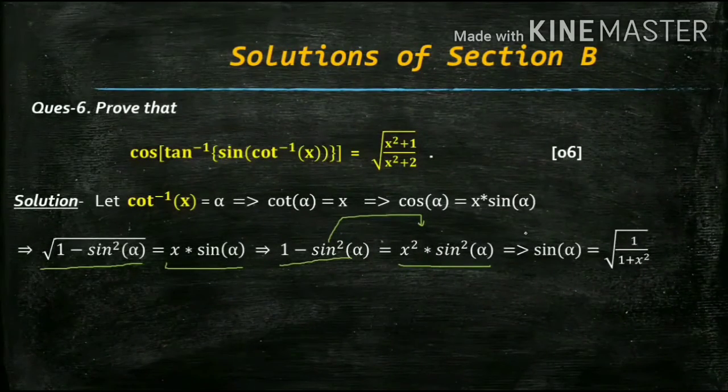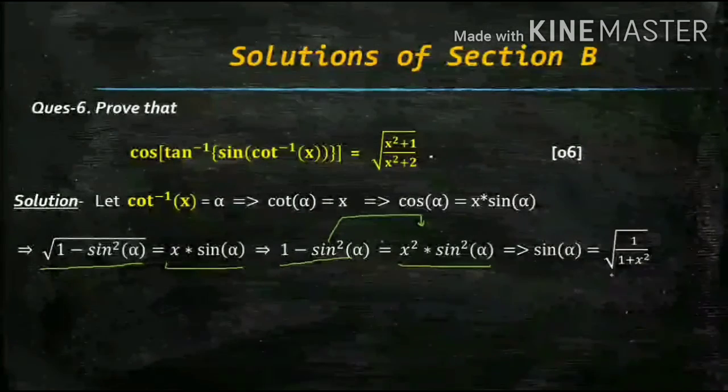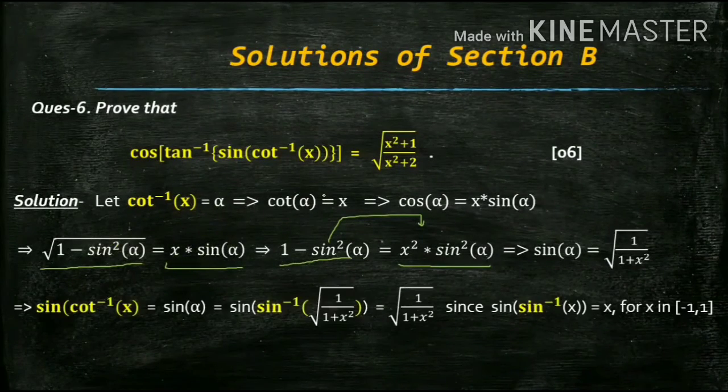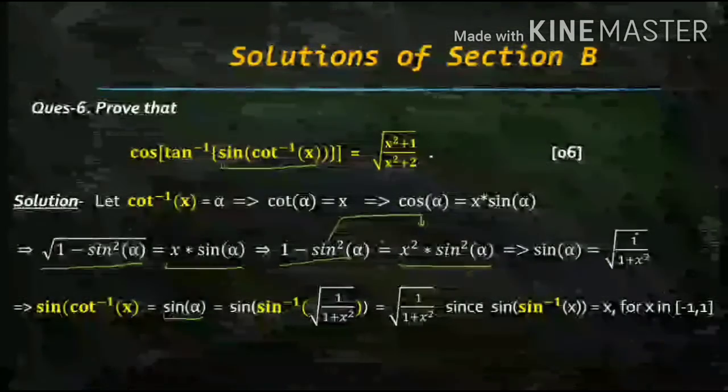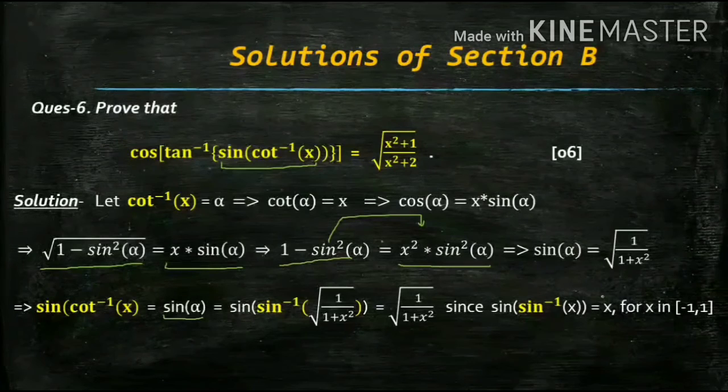Take square root again. So you will get sin alpha is square root of 1 upon 1 plus x square. Okay. Then this term sine of cot inverse x, what would that become? Sine of alpha, because I have taken cot inverse x as alpha. Then replace alpha by sine inverse of square root of 1 upon 1 plus x square.